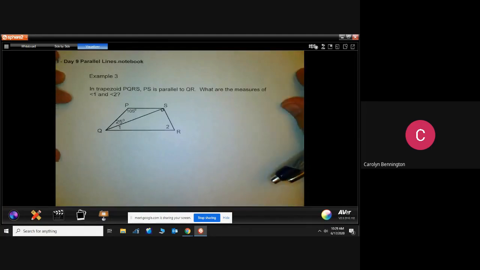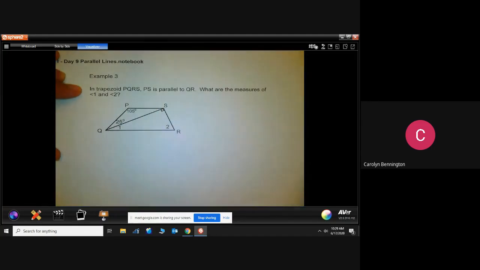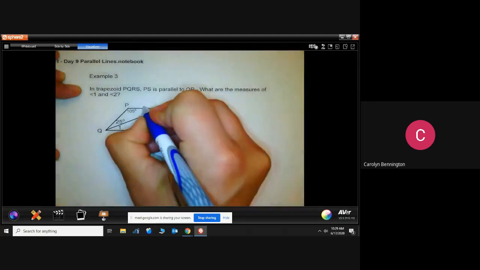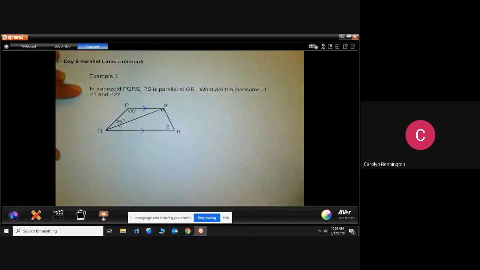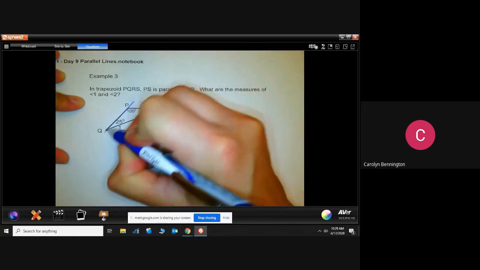In the next example, we have a trapezoid, PQRS, so just this large trapezoid here. We know that PS is parallel to QR. So these two, the top and bottom of the trapezoid, are parallel to each other. So we want to find the measures of angle 1 and angle 2. So for this, again, we want to look at our two parallel lines and our transversal. We're going to use this one here as our transversal.